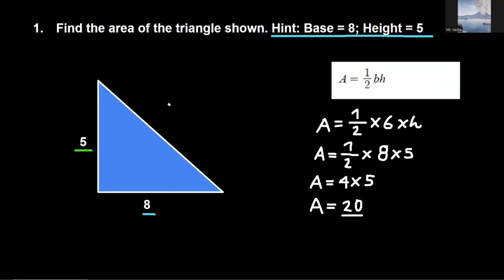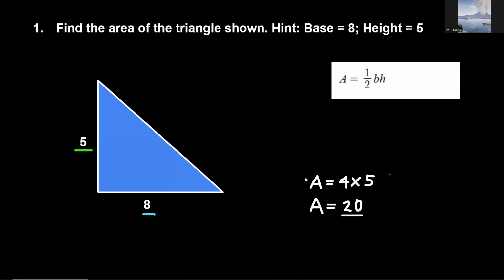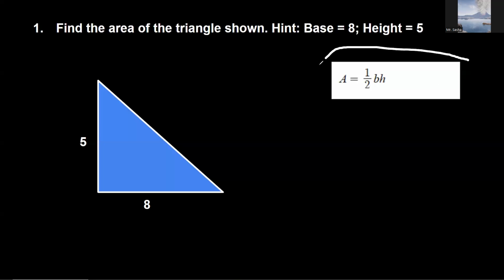Now you understand. And of course, I just want to remind you that when you're solving area of a triangle, make sure to solve it correctly. Use this formula to solve for it. And of course, always look out for the hints because they will be shown here. So the hint is base equals 8, the height is 5, okay?